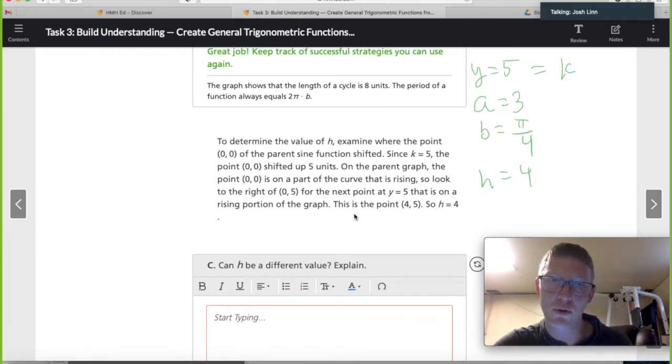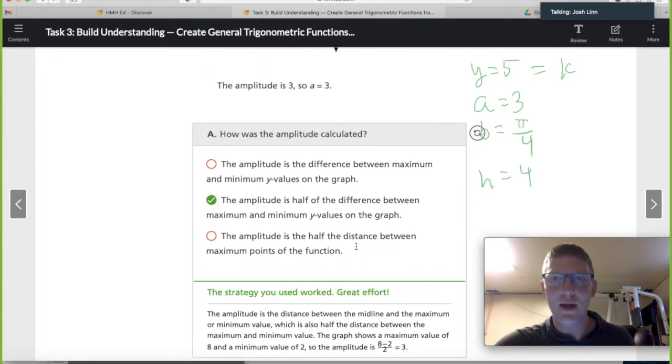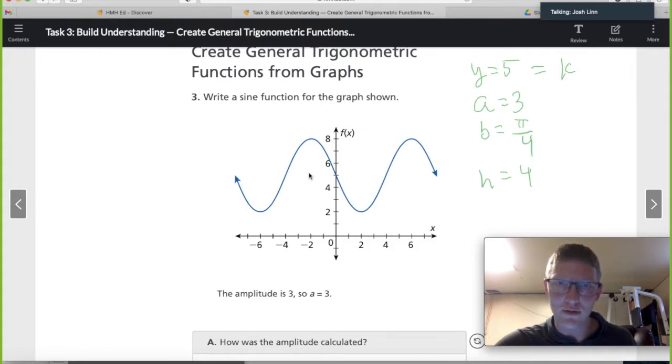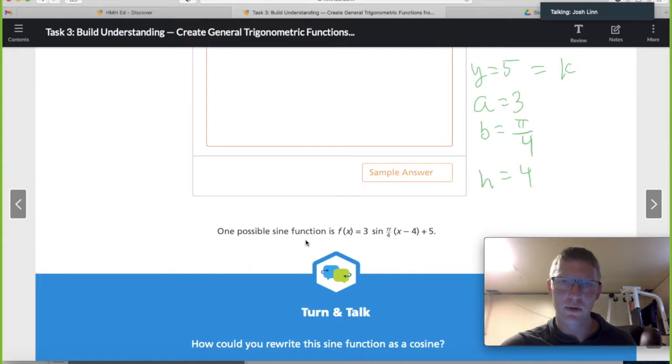So h equals 4. Can h have been a different value? I mentioned this earlier. With sine functions and cosine functions, if you move a certain amount, it doesn't matter if you go left or right. So you can find a negative h value that will give you this graph, because of how the sine functions work. So one possible sine function is, once we have all the parameters, we plug them in.